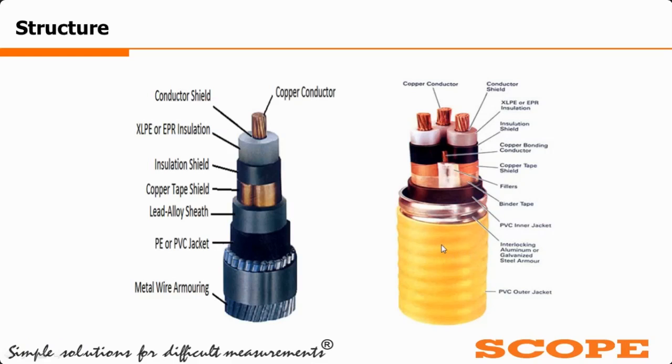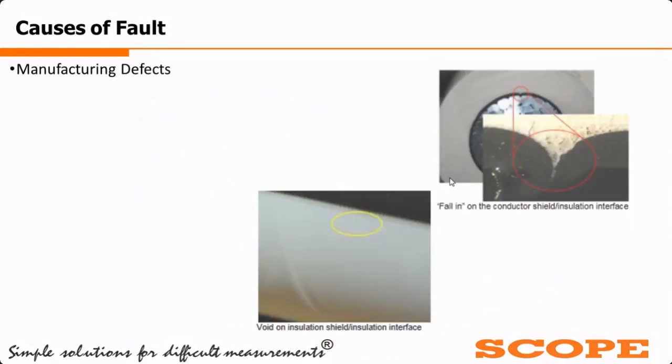This is mainly used to give mechanical, chemical, and electrical protection to the overall cable. This outer layer is also marked with the manufacturer details, the length of the cable, rating, etc. So now we will see what are the different causes of faults in the cable.